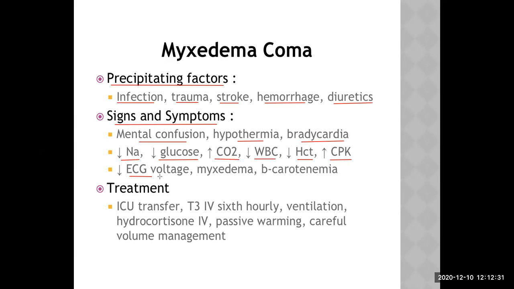If you do ECG, there is decreased ECG voltage. This is because of pericardial effusion. There are features of myxedema, and there is beta carotenemia as well. So these are signs and symptoms. So not much different from the typical case of myxedema.